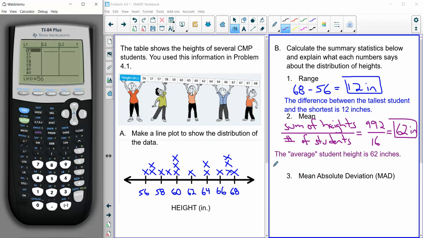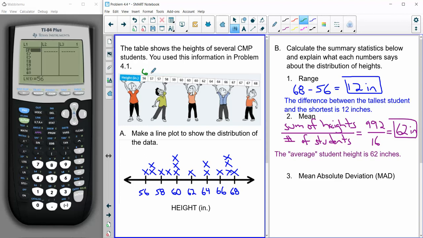All right, what about mean absolute deviation? Well, with mean absolute deviation, what I have to do is subtract all of these numbers from the mean, 62. What I think I'll do is do that up here. So like 62, and even then I look for the difference and I ignore whether it's positive or negative. So 62 minus 56 is 6. 62 minus 57 is 5. 62 minus 57 is 5. 62 minus 58 is 4. 62 minus 59 is 3. 62 minus 60 is 2. 62 minus 62 is 0.